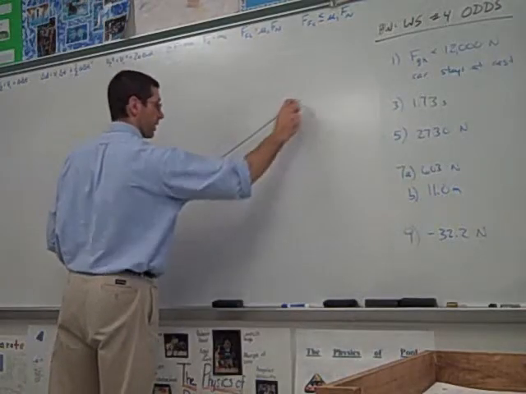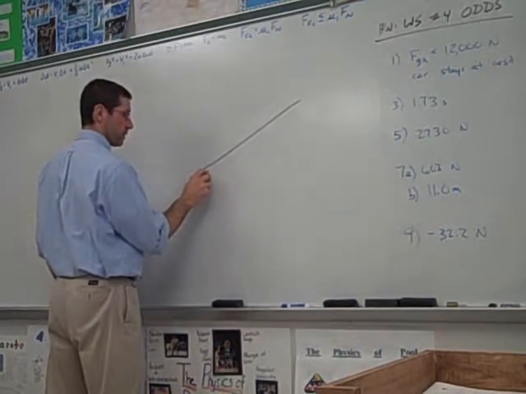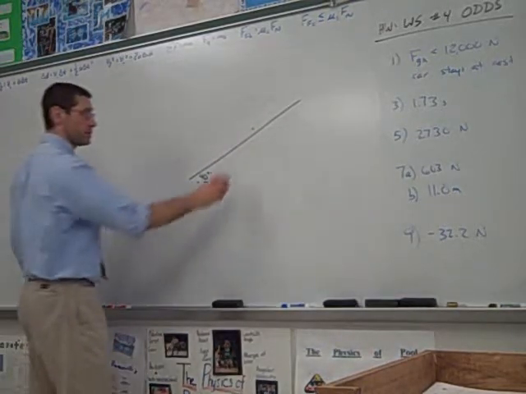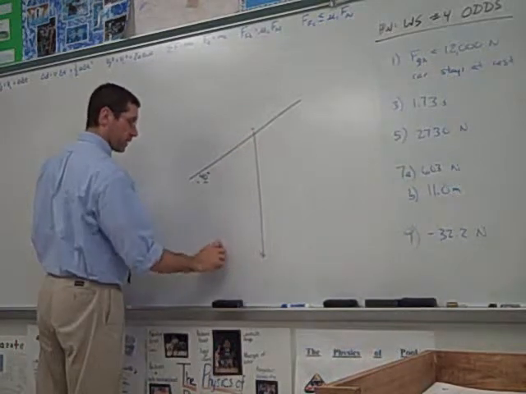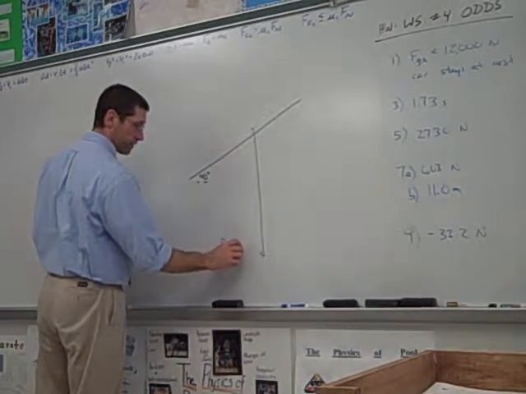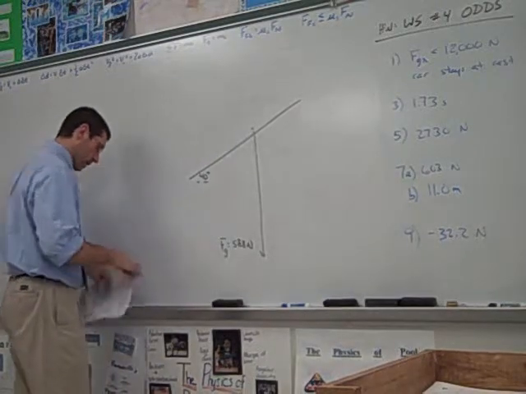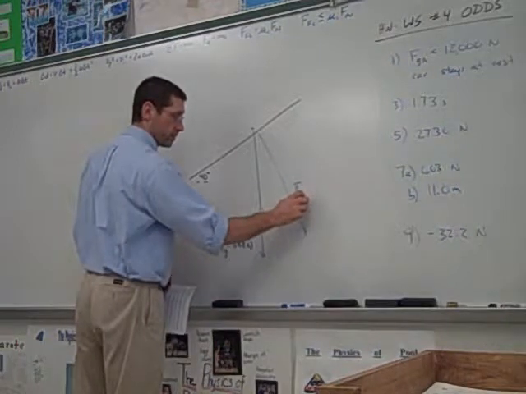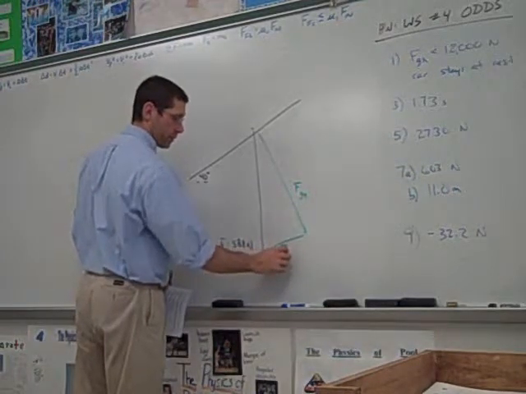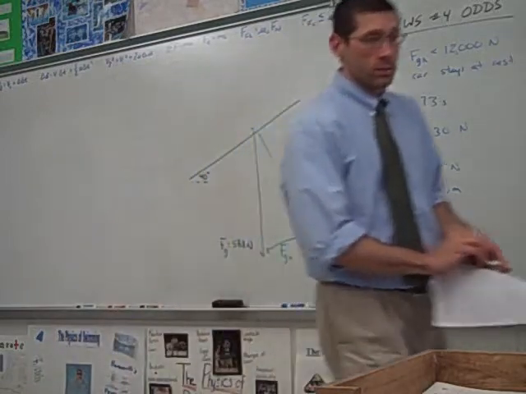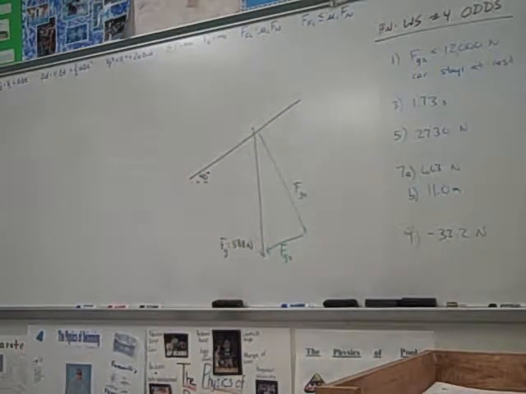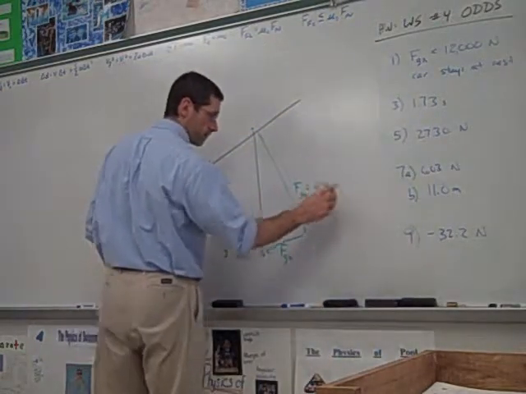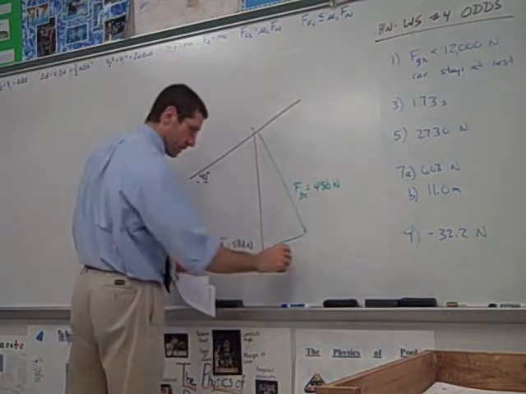First we have a 40-degree angle and a crate sitting on there. So FG for the crate is 588 newtons. And of course, get your components. So you've got your Y component and your X component. The Y component is 450, and the X component is 378.